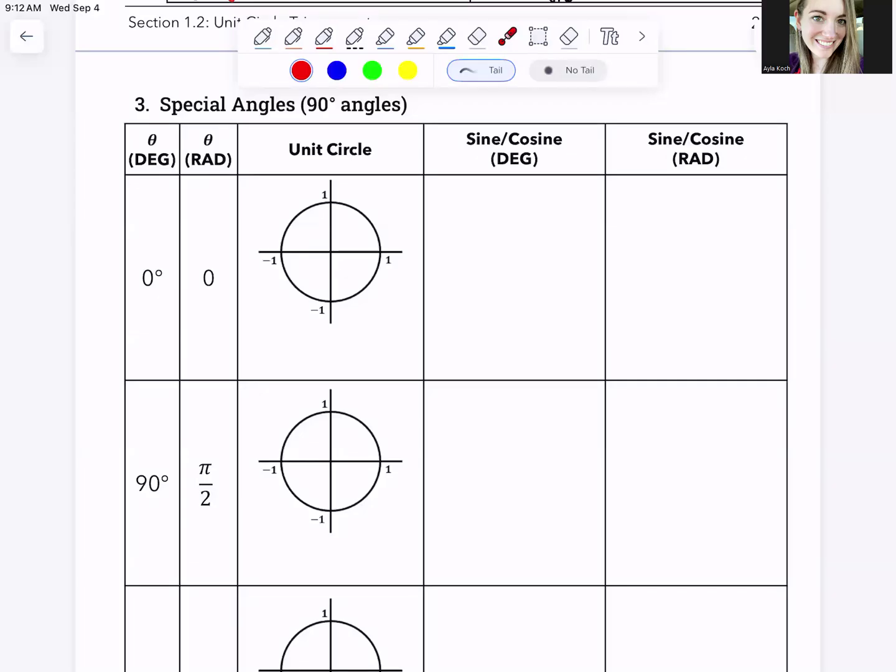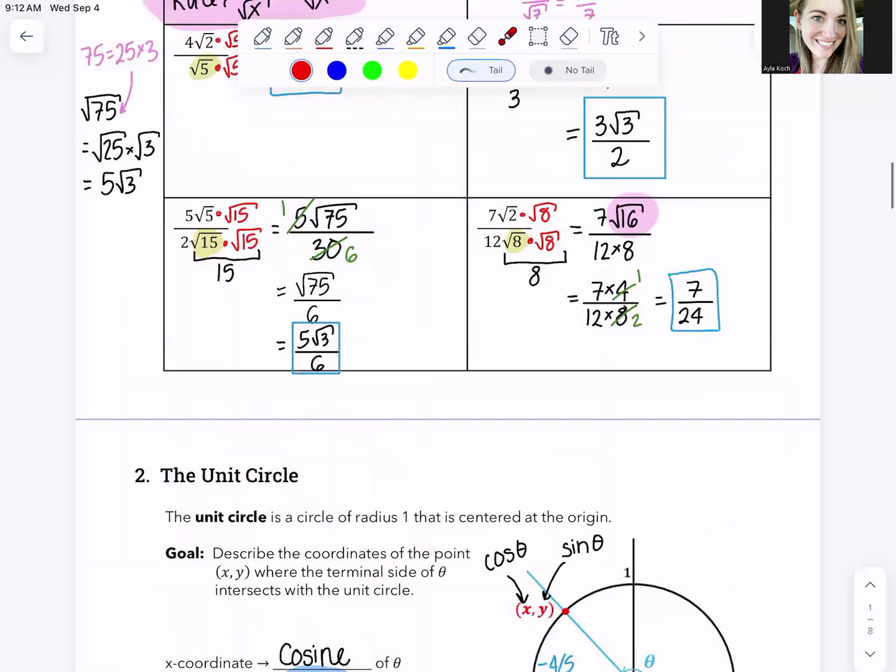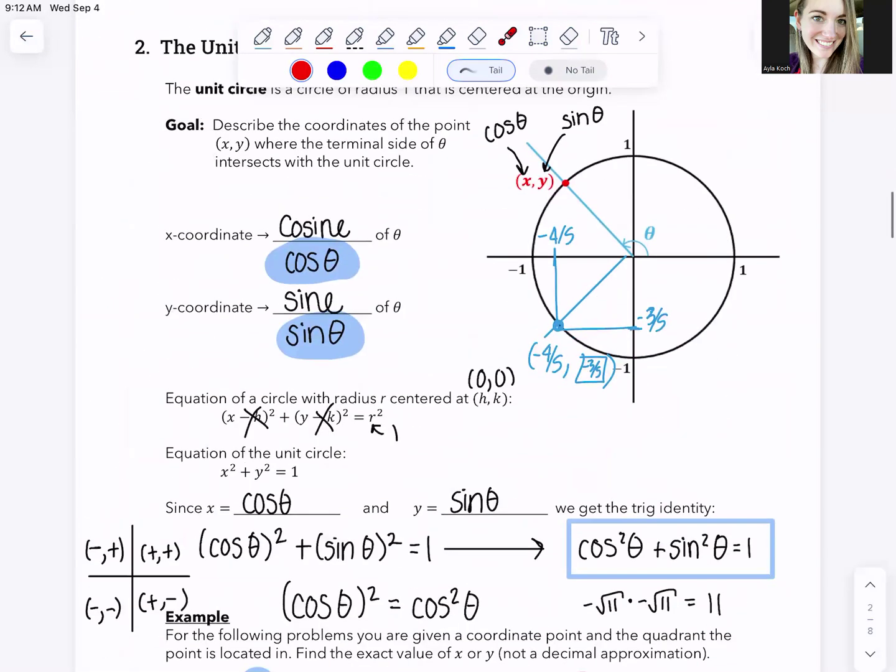All right, special angles on the unit circle. So in a previous video, we talked about how the terminal side of an angle, that terminal point, has a coordinate point x comma y. We call the x value cosine of theta. We call the y value sine of theta. And we're going to start talking about some special angles.